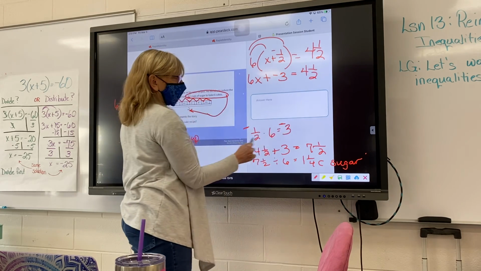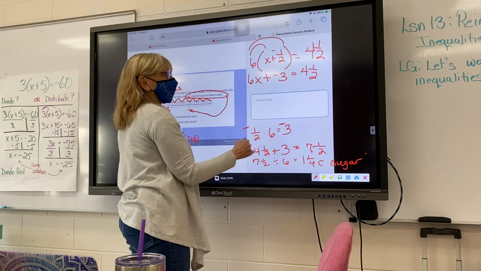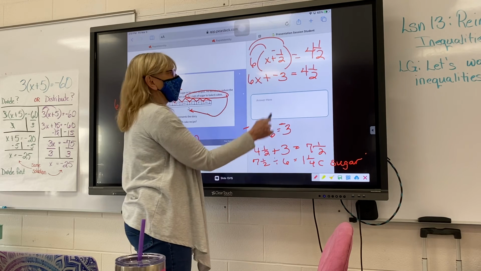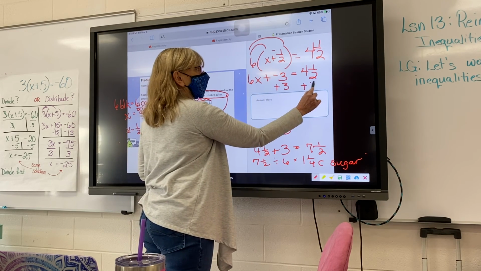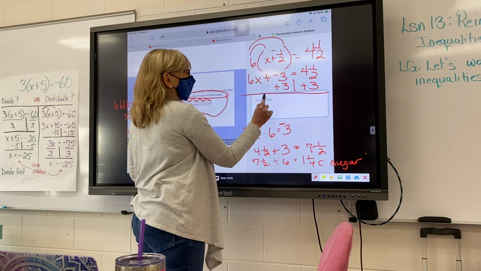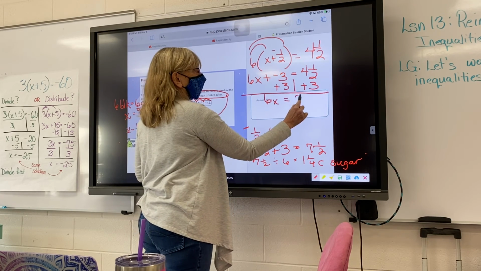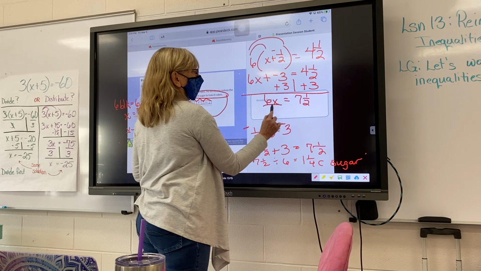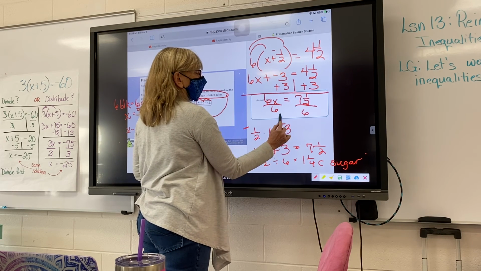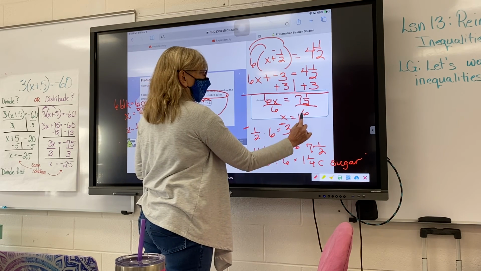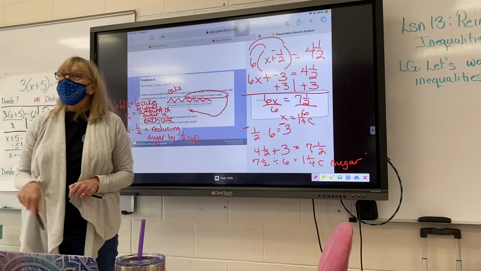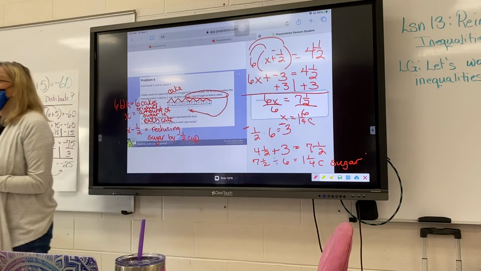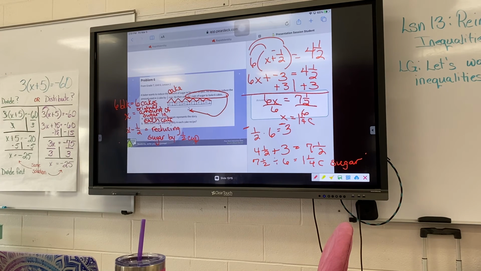Isn't that what we did right here? See why it's -3? Then we're going to add 3 to both sides. So we get 6x equals 7.5, and then we divide by 6, and that gives us x equals 1 1/4 cups. So originally, each cake had 1 1/4 cups of sugar.